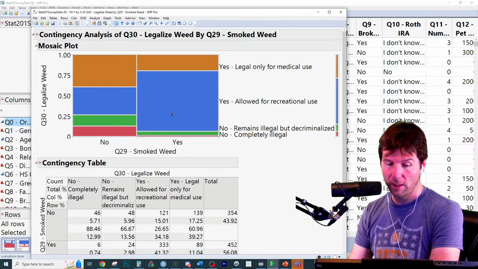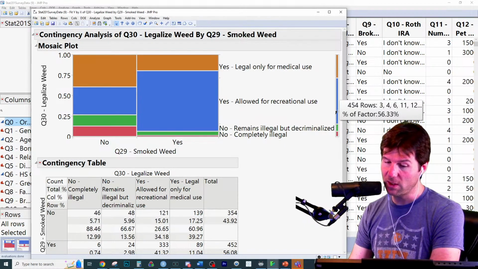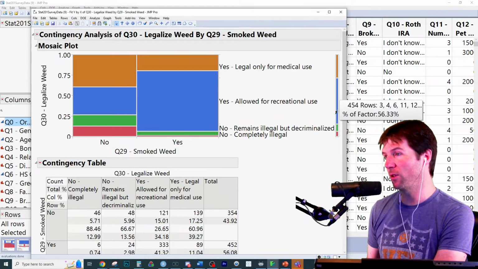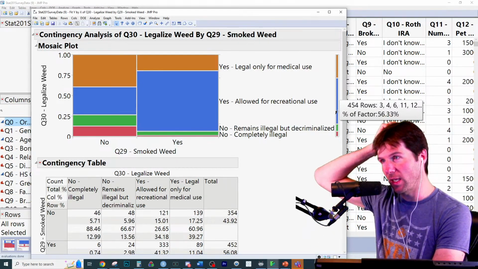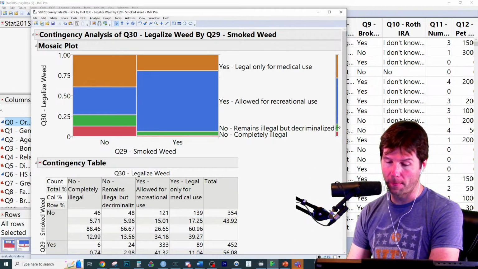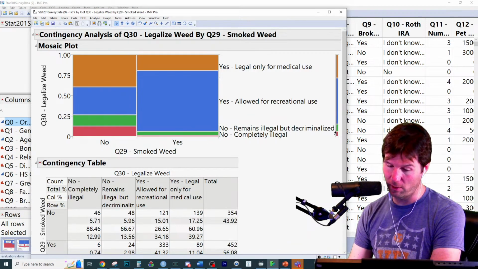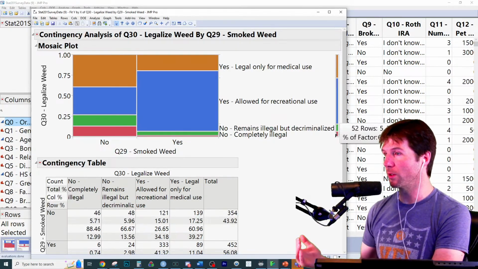And still, if you look at the marginal distribution over here, which is all students, 56% of all students, over half of students who are now in their 30s, over half of individuals say, yes, just make it legal for recreational usage. The percent that want it completely illegal, which I think it still is, is 6.45%. And those are the marginal distributions.